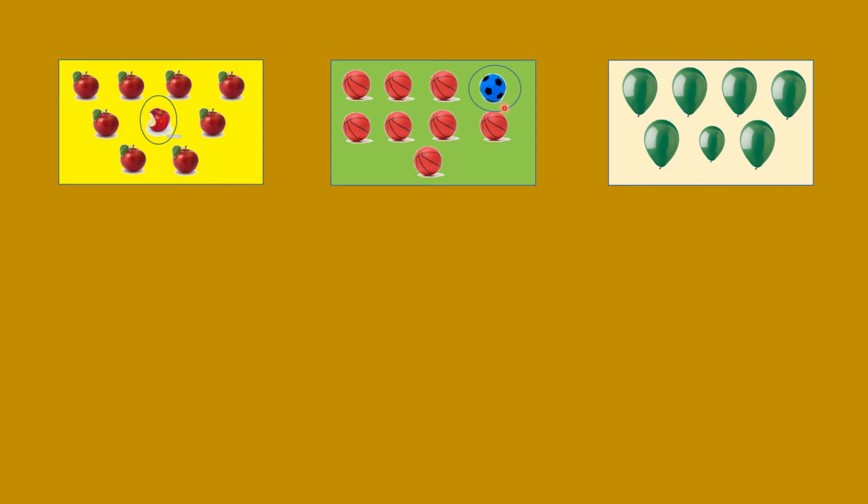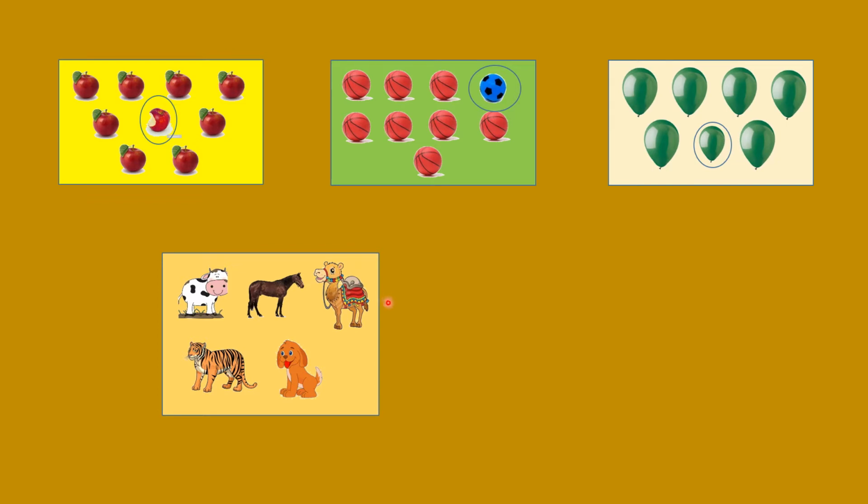Now in this picture we are looking at the size. Can you tell me the odd one out? Correct. Only one balloon is a size small. The other balloons are of the same size. So this balloon is the odd one out.